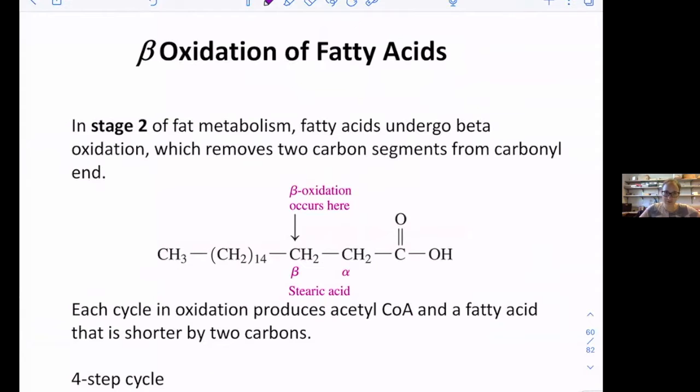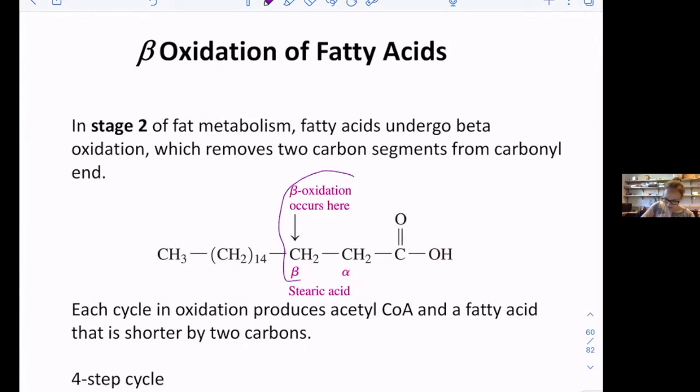So, in stage two of fatty acid or fat metabolism, we break down our triacylglycerols into our fatty acids and the glycerols. The fatty acid that's produced there undergoes beta oxidation, which removes two carbon segments from the carbonyl end. So 1 carbon away from the carbonyl is alpha, 2 carbons away is called beta. If you keep going, gamma, delta, and so on. So 2 carbons away from the carbonyl is the beta position, and we oxidize this.